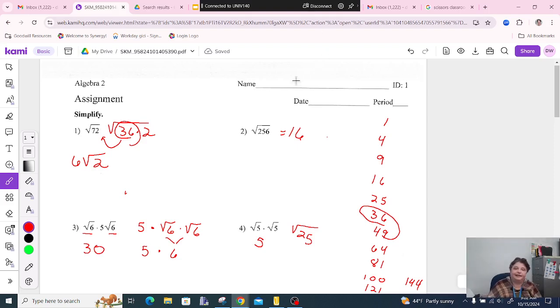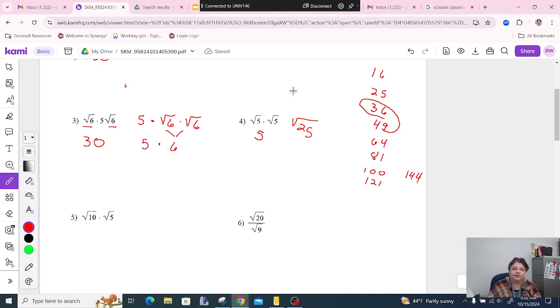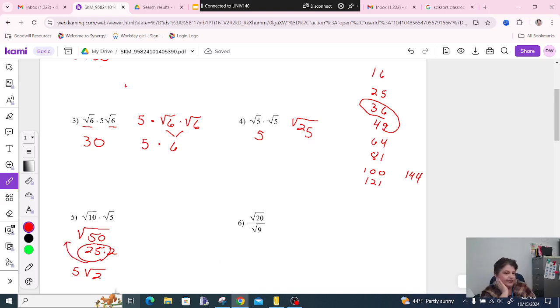So let's look at number 5. This would be square root 50, which is just 25 times 2. Yep, 5 square root 2, because the square root of 25 can come out, but the 2's left behind.